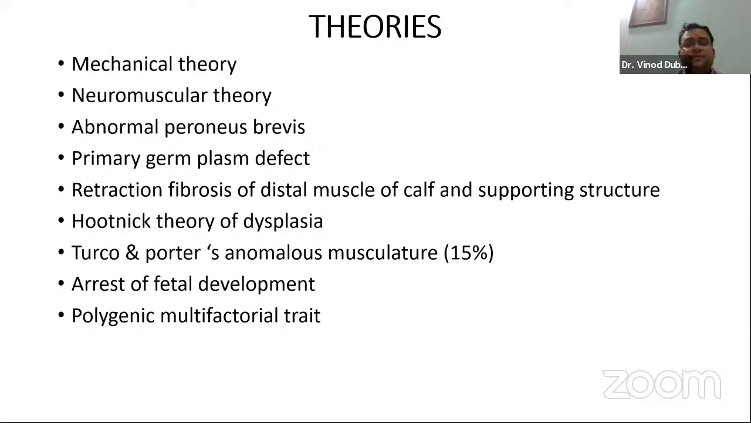And there are multiple theories in vogue which describe CTV, which come and go with every generation. But the most accepted theory is the primary germplasm defect, which is a dysplasia of the cartilage anlage of the talus and the tarsal bones in the ankle and subtalar area. Whereas there are other theories like mechanical, neuromuscular, abnormal peroneus brevis, Hootnick's theory of dysplasia, Turco. But the most accepted is primary germplasm defect, and the second one is polygenic multifactorial. It is a combination of genetic anomalies and environmental issues.